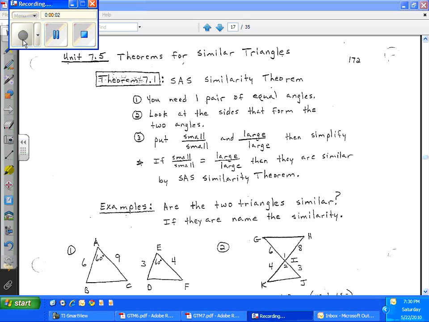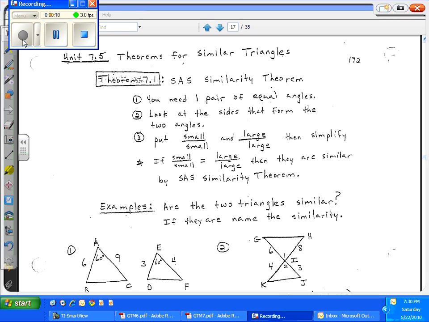Unit 7.5 is a couple of theorems that we're going to use to prove that triangles are similar. We have already learned that we can prove that triangles are similar by knowing that all of the angles of one equal all of the angles of another. But then we said we really don't have to know all three, because once you know two, the other one is given. We also talked about the fact that in congruency, when it says side, it means side equals side.